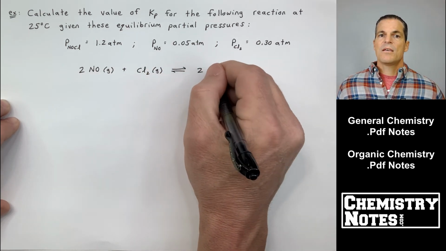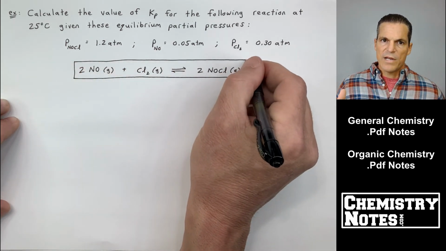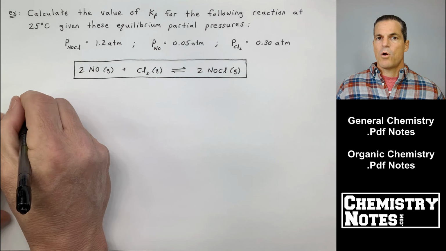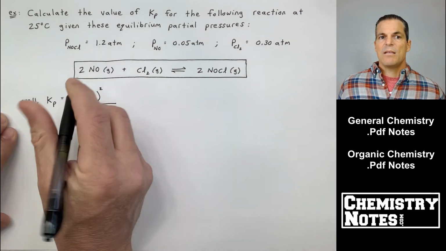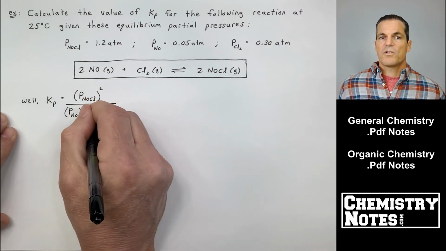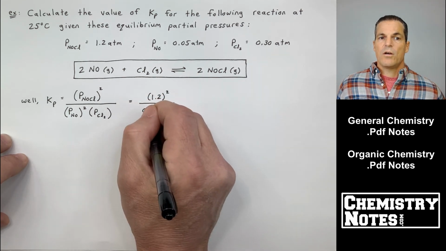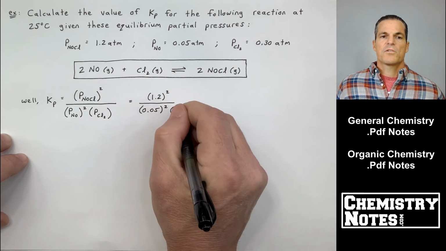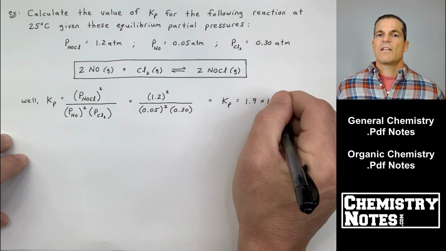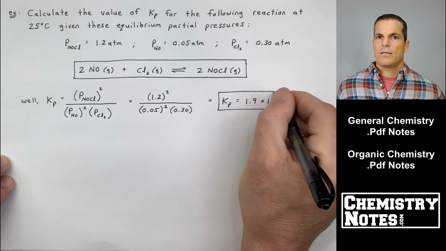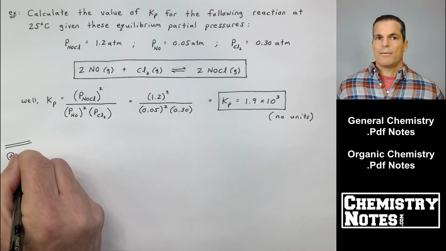So Kp is partial pressure of products divided by the partial pressure of reactants. And then we can't forget the exponents where necessary. So in this particular case, Kp is equal to the partial pressure of NOCl squared divided by the partial pressure of NO squared divided by the partial pressure of Cl2. If you do the math and plug in the numbers that you're given, you get a Kp value of 1.9 times 10 to the third. And again, Kp has no units, just like Kc.